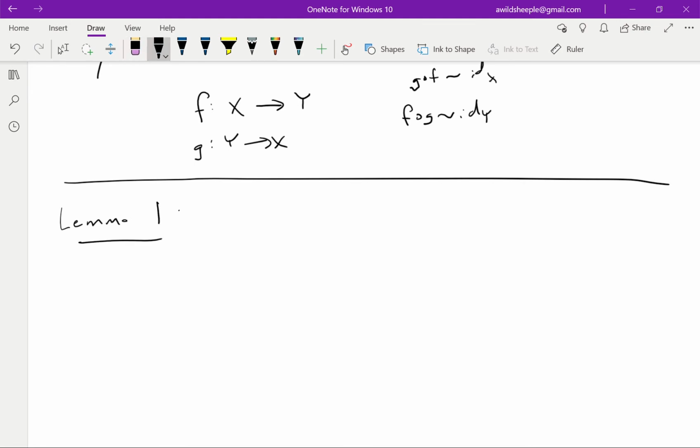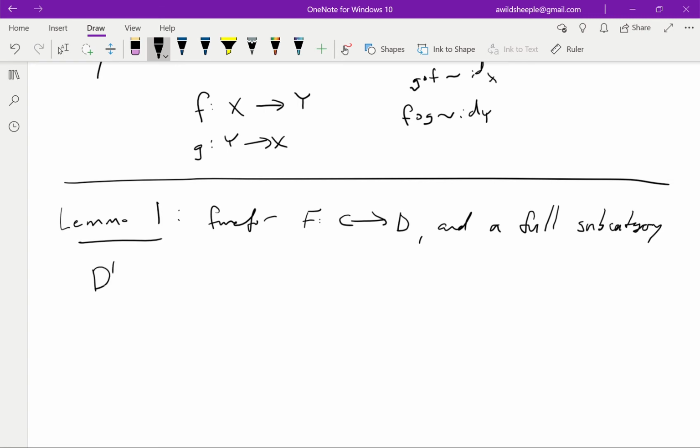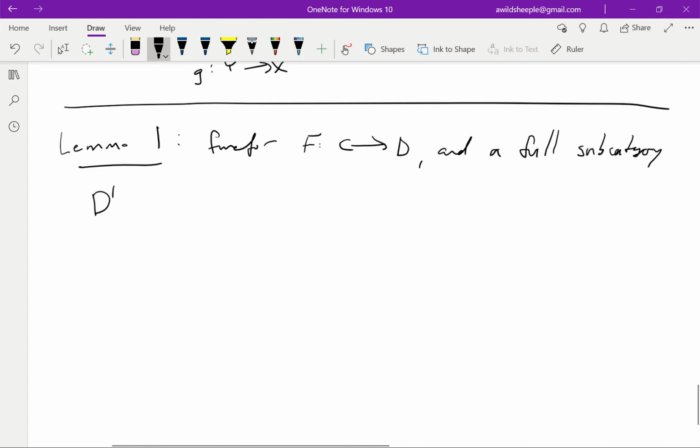So lemma 1. What we have for our lemma is a functor, which we'll call F, between two categories, C and D, and a full subcategory, which we'll call D prime. And I'm going to draw a diagram as we do this.